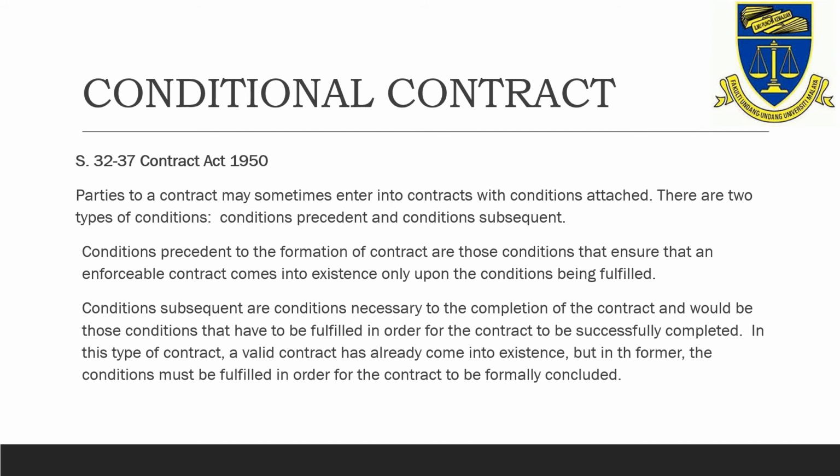Next aspect, which is very important, is there a condition on title or a restriction which says this land is for agricultural purpose only? If so, then if you want to have buildings put on the land, you will have to change the use of land to buildings. So please look at that as well. How long do you have to get the condition fulfilled? So in this type of contract, at the risk of repetition, remember a valid contract has already come into existence. But in the former, condition precedent, there is no contract until the condition is fulfilled.